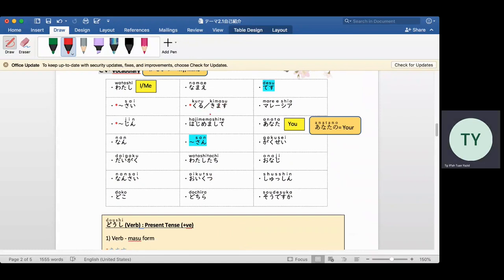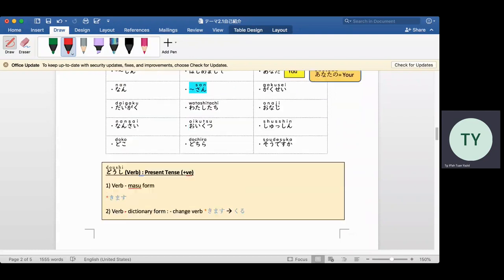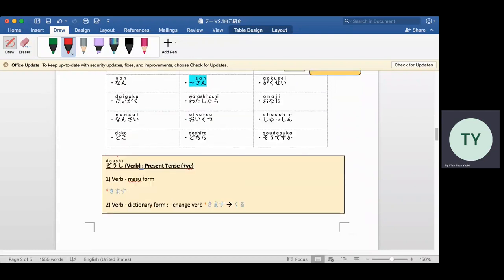Kuru, kimasu. Okay. Kimasu is a verb in masu form, kuru is a verb in dictionary form. Both are verbs. Meaning come. Okay, the meaning is the same, come. Look here, I put it here. Do you still remember under week 1 you learned, I added this column, this table. So doshi, verb. Okay. Verb in masu form, kimasu. Verb in dictionary form, how to change kimasu to dictionary form? You just change the verb kimasu into kuru. This is the same situation as shimasu.